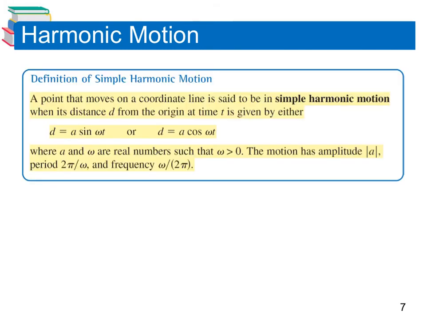So here are the formulas for harmonic motion. Since our ball is going down, retracting back up and back down, we're going to say this is an inverted sine, so we're going to go with this one. Harmonic motion, A and omega are real numbers. W is Greek for omega. The motion has an amplitude A. In our case, that amplitude would have been that 10 centimeters. Period is 2 pi over omega, and frequency is omega over 2 pi.